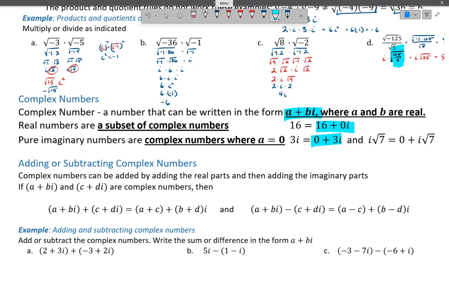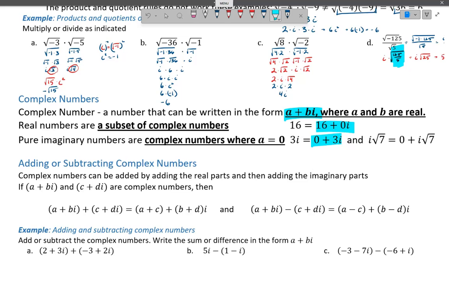Yes? Okay, I have a question. I have an answer. You said it's just not a number on a number line. So what would that be? It's actually a number on a different plane.